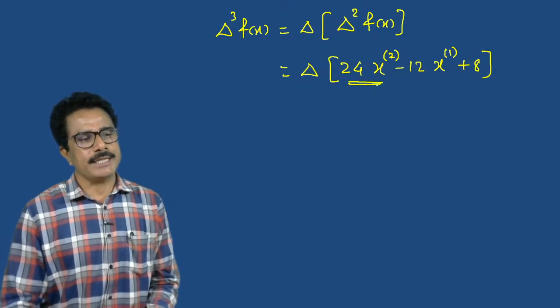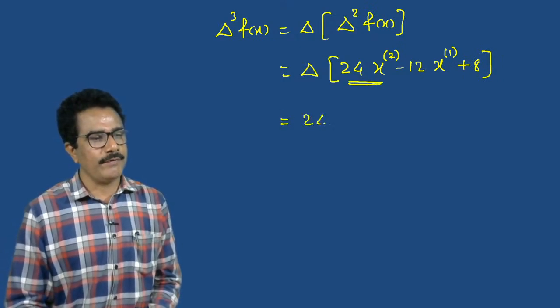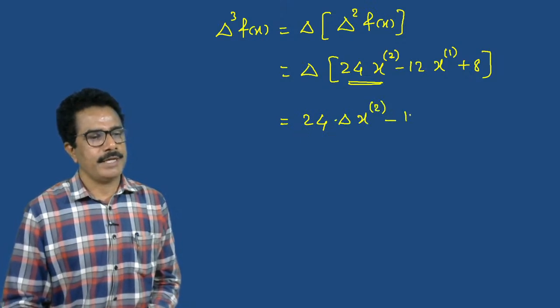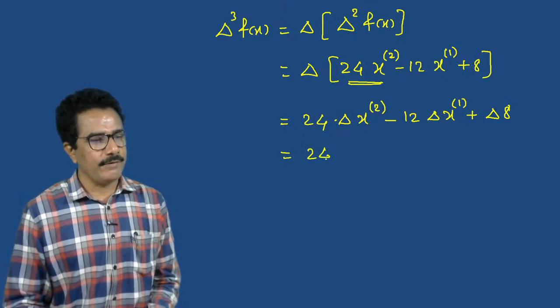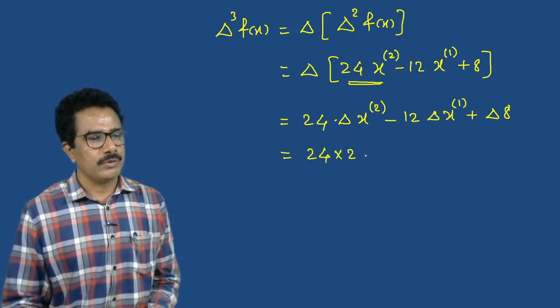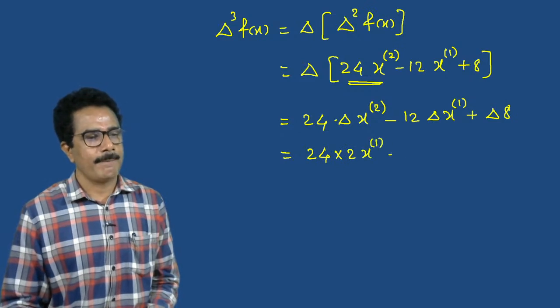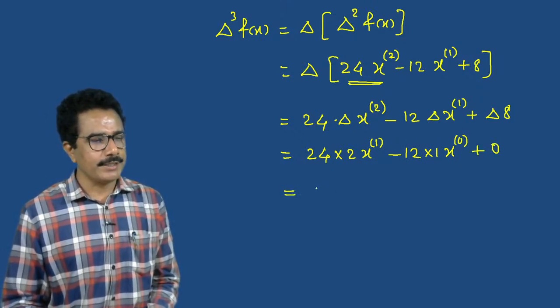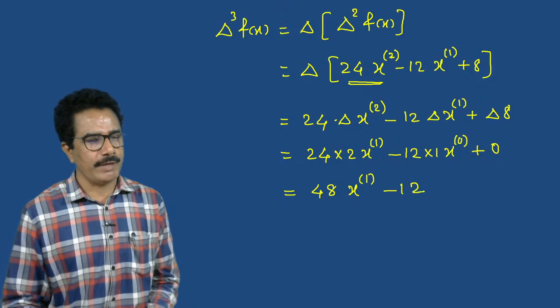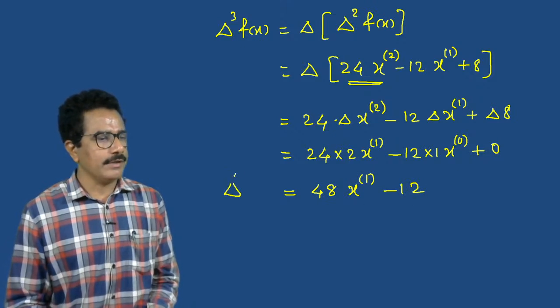हाँ चला रे ह्याची व्हॅल्यू सांगा आता. वी हॅव टू फाइंड दिस 24 delta x raised to 2 minus 12 delta x raised to 1 plus delta 8. So 24 into 2x raised to 1 minus 12 into 1x raised to 0 plus 0. So we get 48x raised to 1 minus 12. ये हो गया डेल्टा क्यूब एफ.